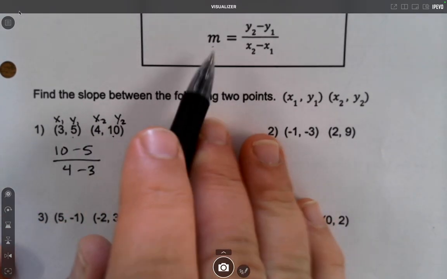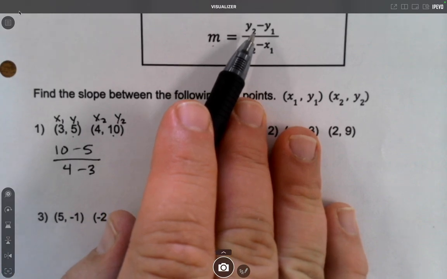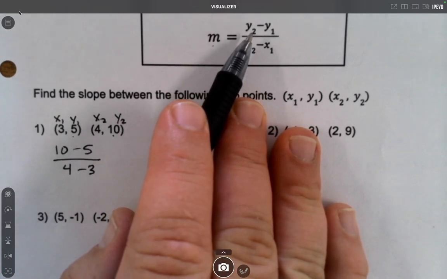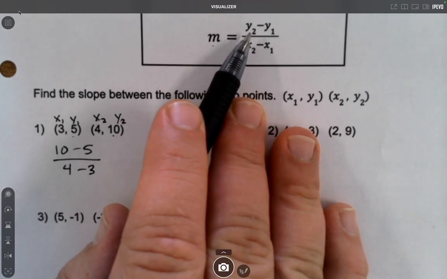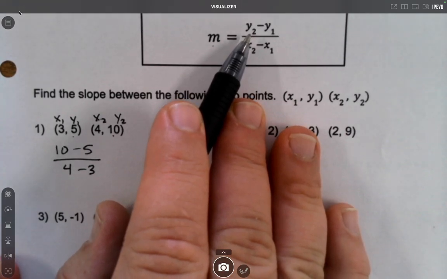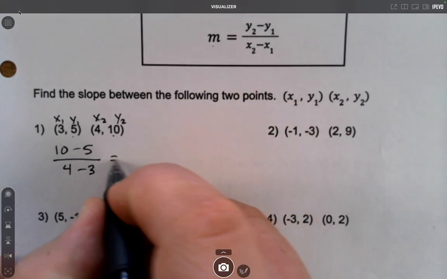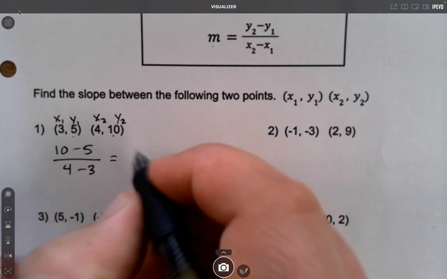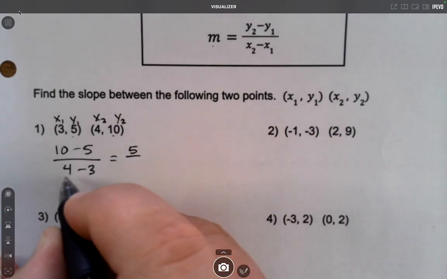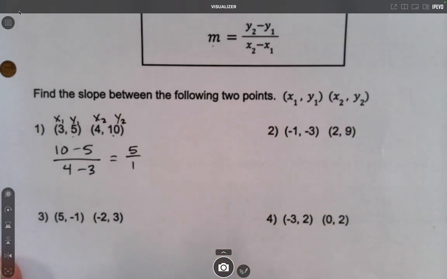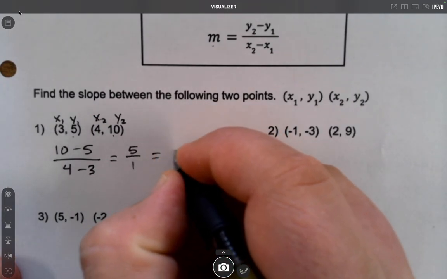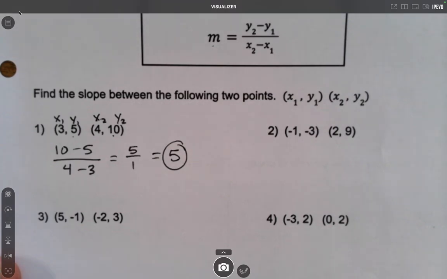So the y's always go on top. I know that may seem backwards because we want to be alphabetical, but y's are always, always, always on top for slope. So then we just do the subtracting. 10 minus 5, 4 minus 3. And if you can reduce the fraction, go ahead and do it. So 5 over 1 can just be written as 5.